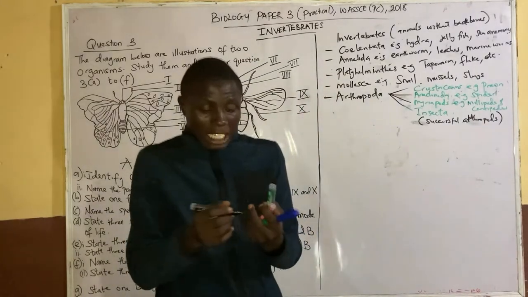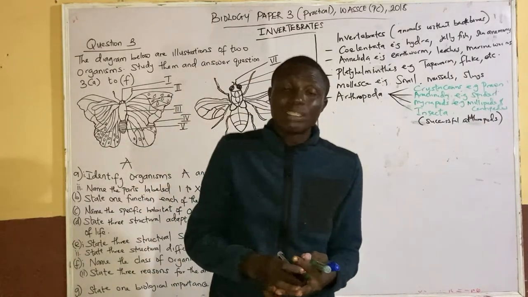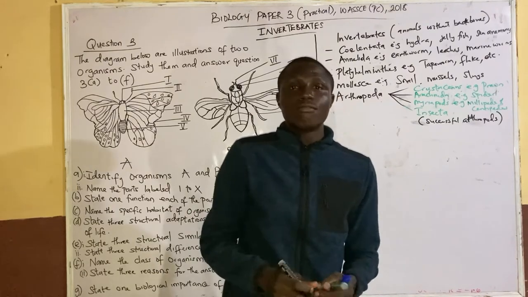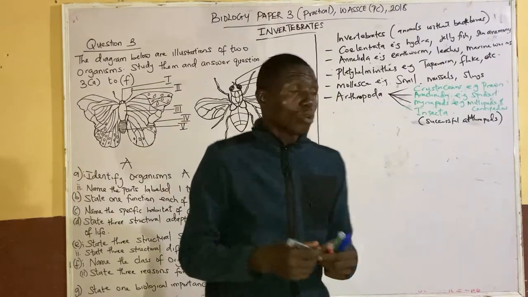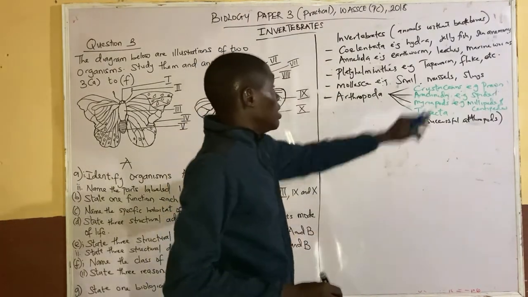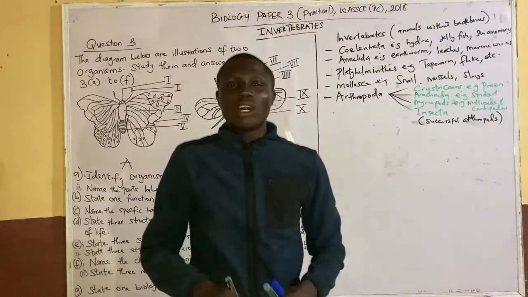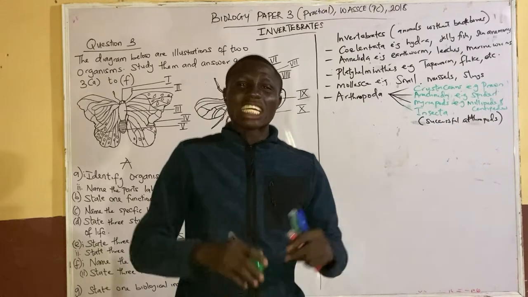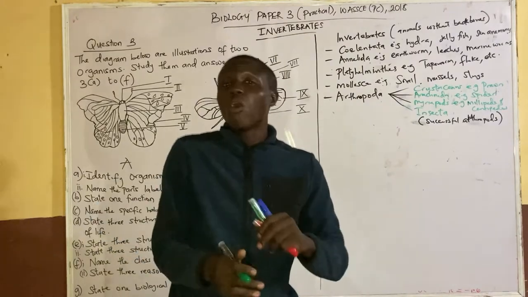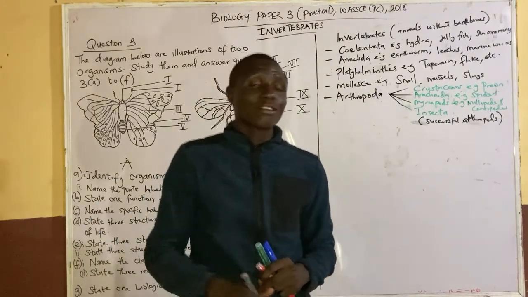They are one of the most successful arthropods, and they are the only invertebrate that can fly. They can fly. So now, insecta. That's what I'm going to do. I'm going to be talking about the word insecta. I'm talking about insects. What are the characteristics of the group called insecta, the class called insecta?